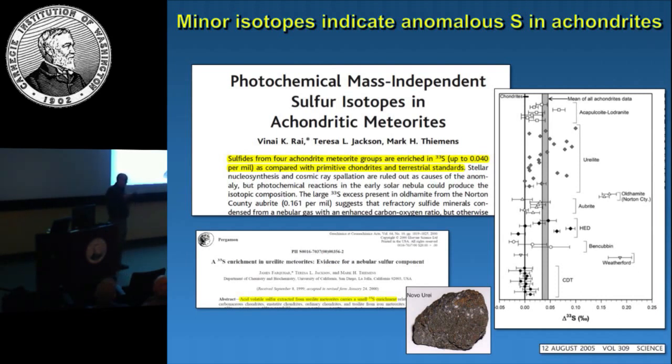So the question then came up: was this difference real? Why would the iron meteorites be different than the mantles of the planets that were disrupted, or the asteroids that were disrupted to produce potentially both of them?